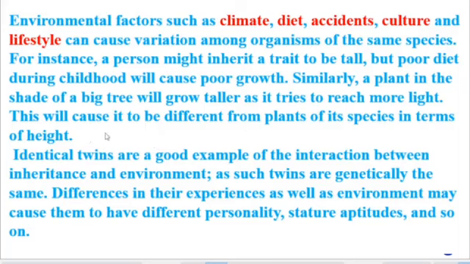Another example I can give is in terms of the interaction between the inheritance and the environment. Identical twins are good examples of this interaction. These twins are genetically the same, but the differences can be in terms of their experience of the environment, and this can cause them to have different personality, stature, aptitudes, and so on. So that is how we can answer this question.